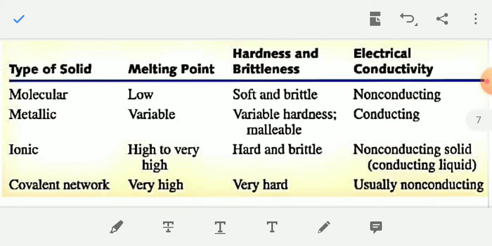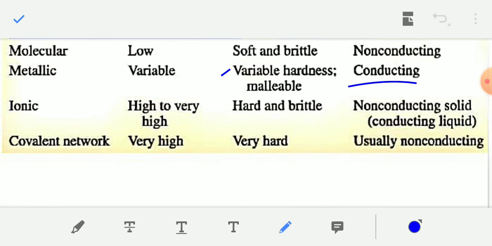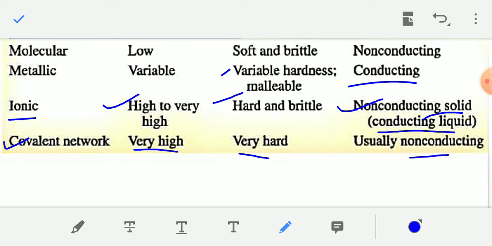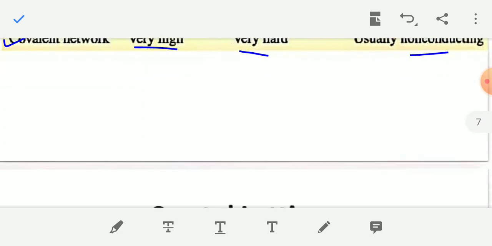Ionic solids have high to very high melting points, and they are hard and brittle. Ionic solids are non-conducting in the solid state but conducting in the liquid state and in aqueous solution. And covalent network solids have very high melting points, they are very hard, and they are usually non-conducting. The exception is graphite, which is a conducting covalent solid.